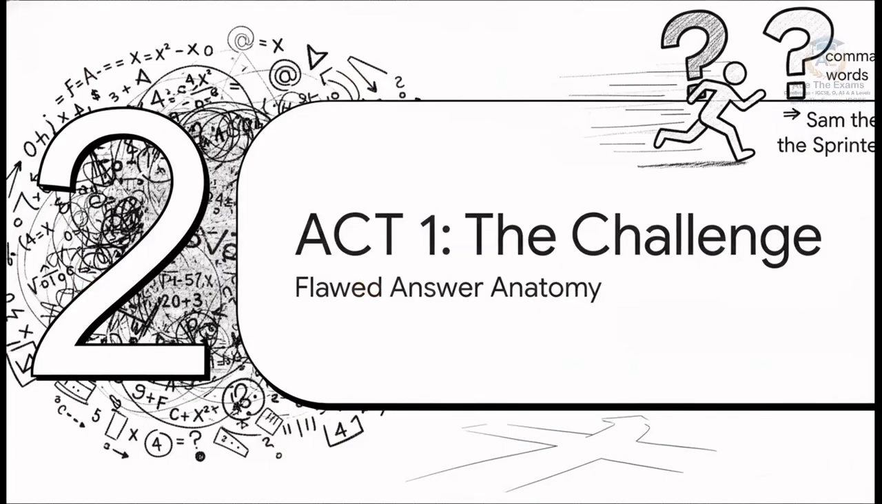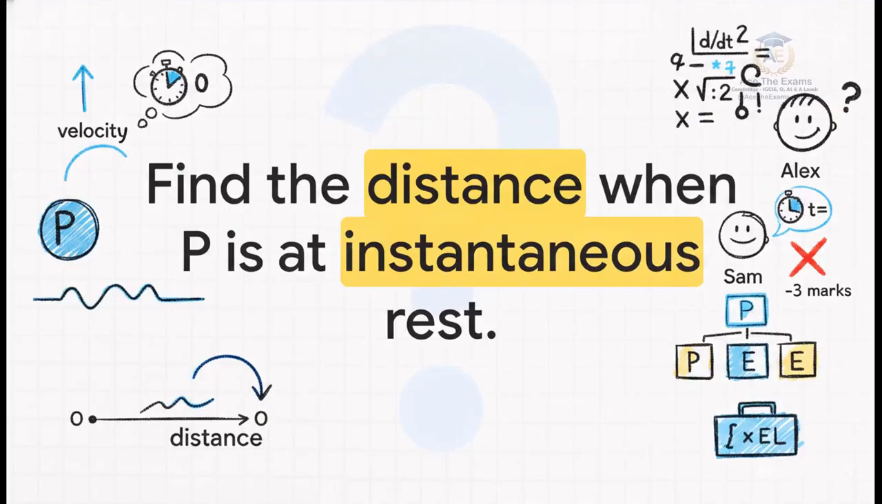Act 1. The challenge. The anatomy of a flawed answer. Let's look at two hypothetical students, Alex and Sam. Right, here is a classic challenge. This is pulled directly from the Cambridge June 2013 paper 12. It reads, a particle P moves in a straight line such that its velocity is given by v equals 36t minus 3t squared. The question commands you to find the distance of P from O when P is at instantaneous rest.